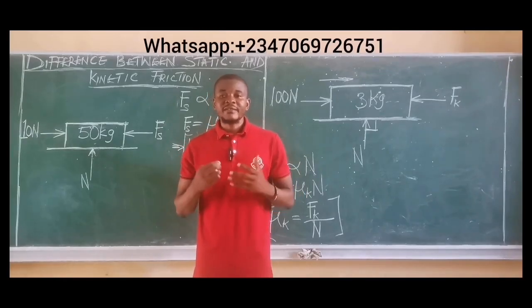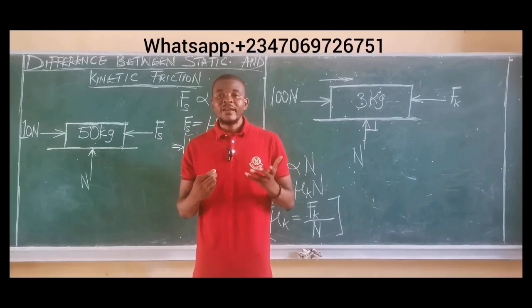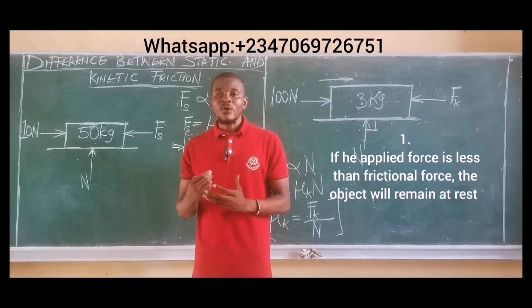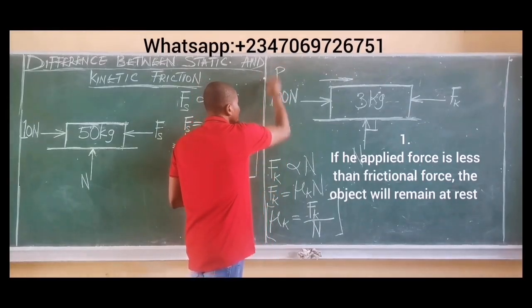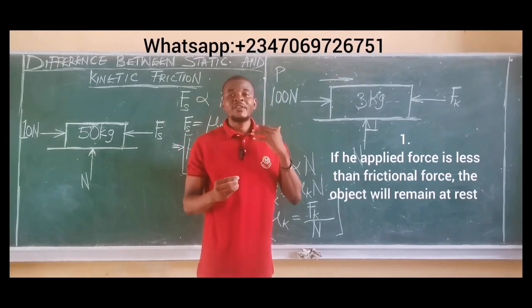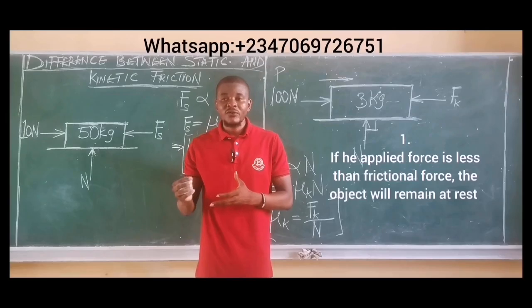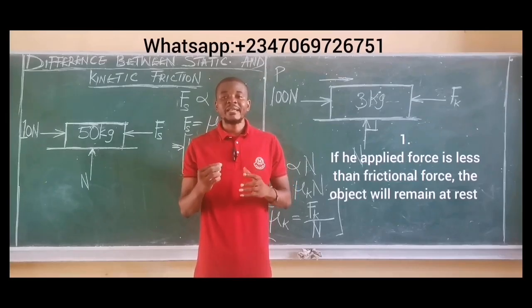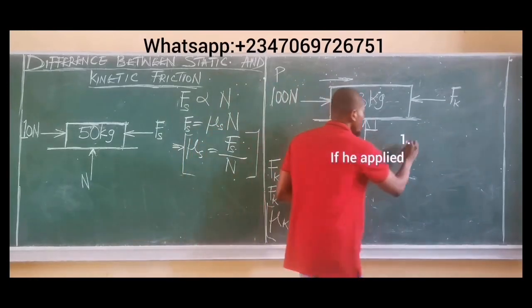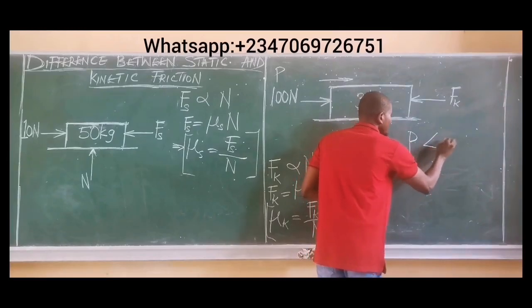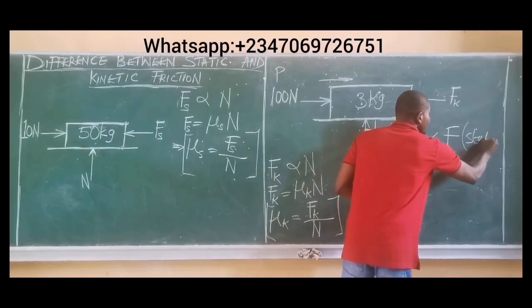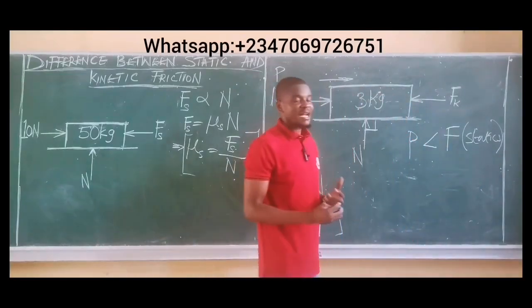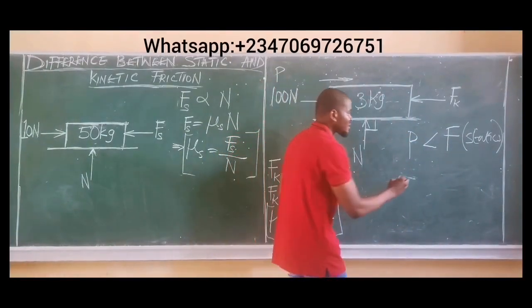Now, there are 3 key things that tell us whether an object is exhibiting static friction or kinetic friction. The first thing is if the applied force on the object is less than the frictional force. Now, let's use P as the applied force. If the applied force is less than the frictional force, then we simply say the object will remain at rest. So if P, which is the applied force, is less than the frictional force, then this object remains at rest. This is called statics.